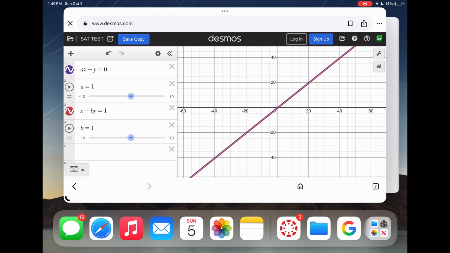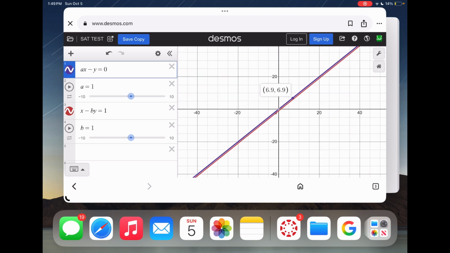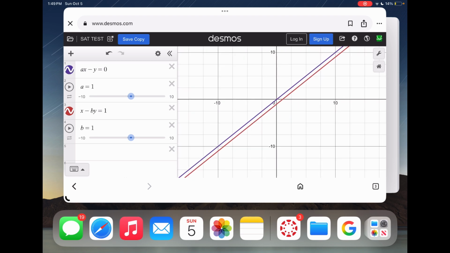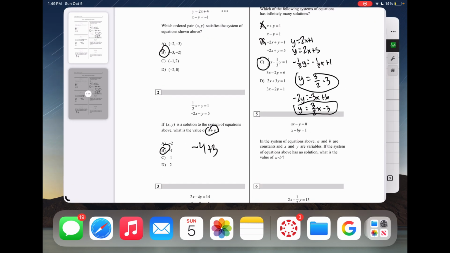As we can see here, it seems that the lines are parallel already. So that means a equals 1 and b equals 1 to make the lines have no solution. And 1 times 1 is just 1. So that's your answer for 5.